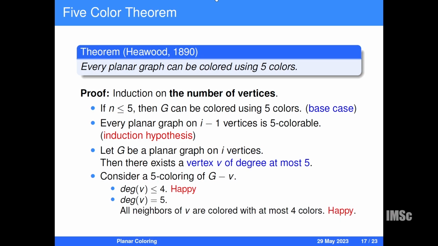And now let's go to this step. How do you check if the degree of v is at most 4? You can directly go to the graph and check, right? Let's just look at the neighbors. This is also fine.